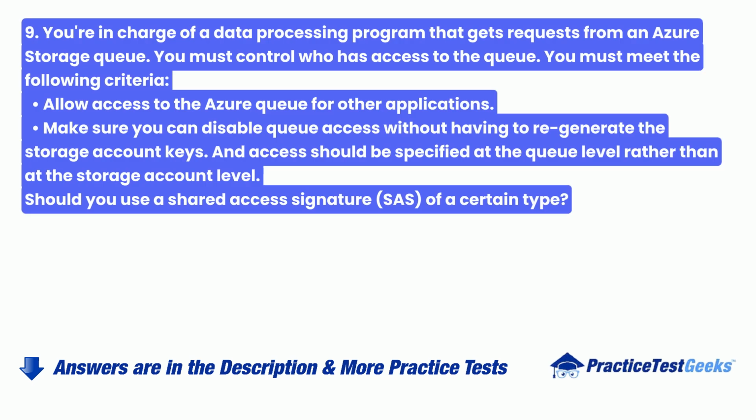9. You're in charge of a data processing program that gets requests from an Azure storage queue. You must control who has access to the queue. You must meet the following criteria. Allow access to the Azure queue for other applications. Make sure you can disable queue access without having to regenerate the storage account keys. Access should be specified at the queue level rather than at the storage account level. Should you use a shared access signature, SAS, of a certain type?